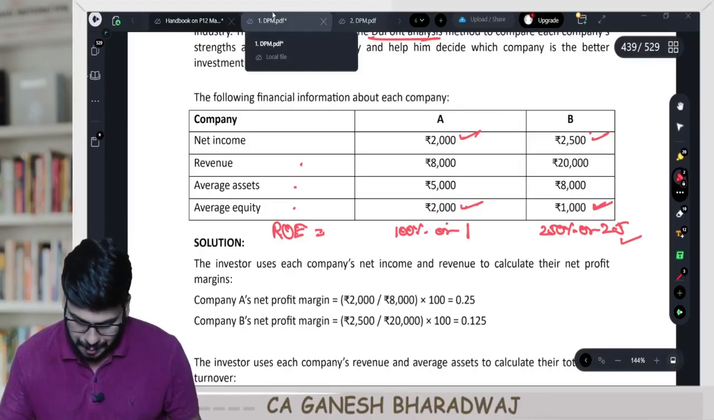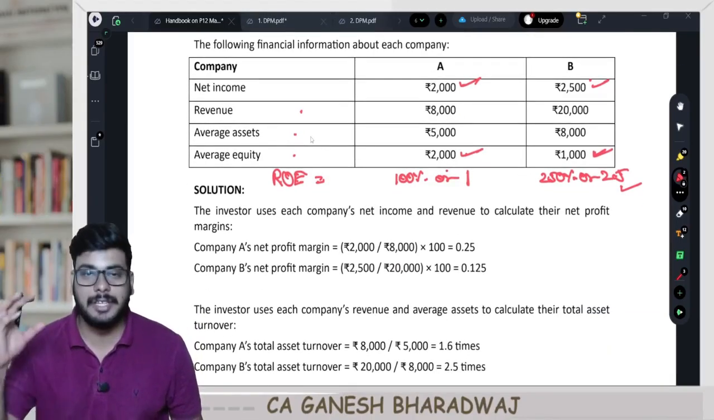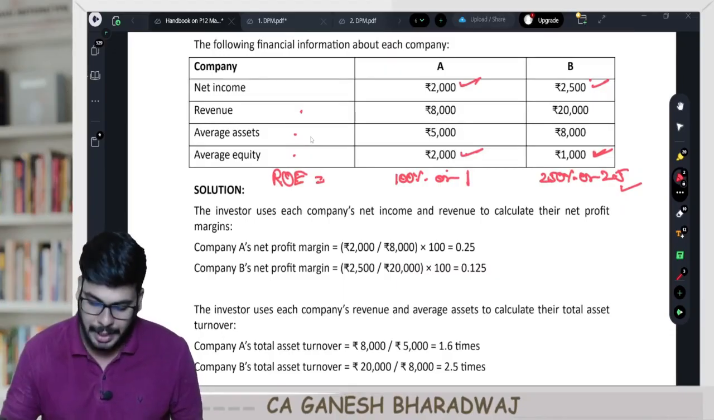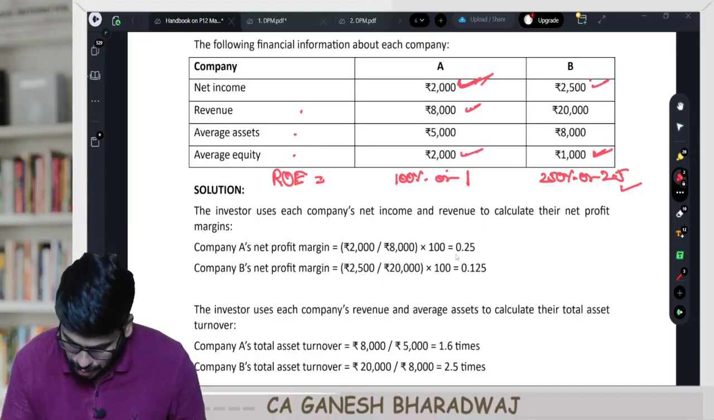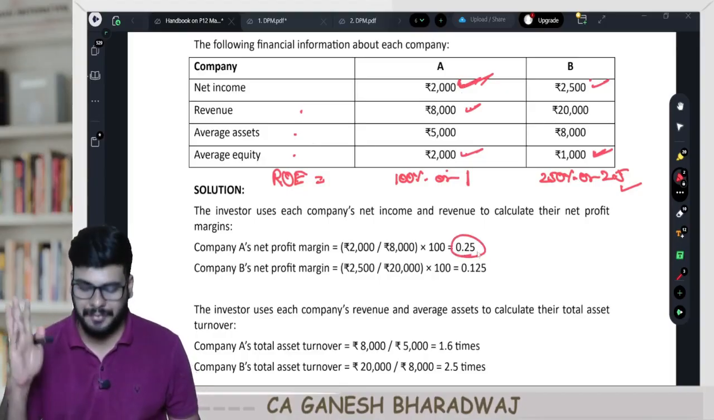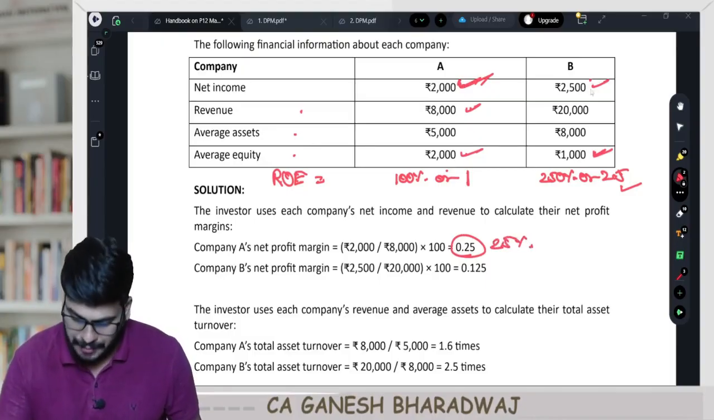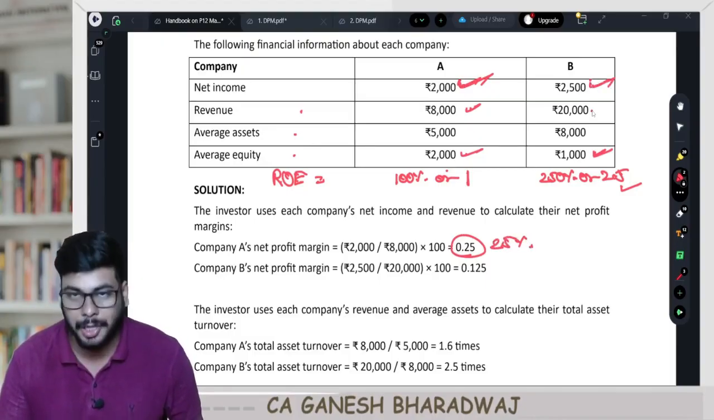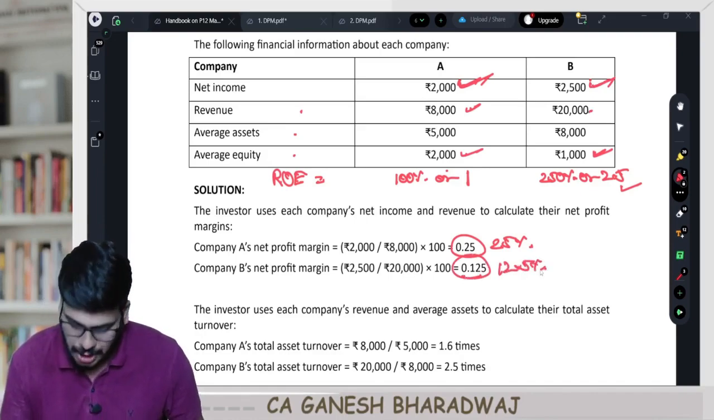Now, first, what is the profitability of these two companies? With respect to profitability, it is net income divided by sales. For company A, it's going to be 2000 divided by 8000, so 0.25, 25% is the profitability for company A. For company B, what is the profitability? 2500 upon 20,000, it's going to be how much? 12.5%. Are you clear with this?